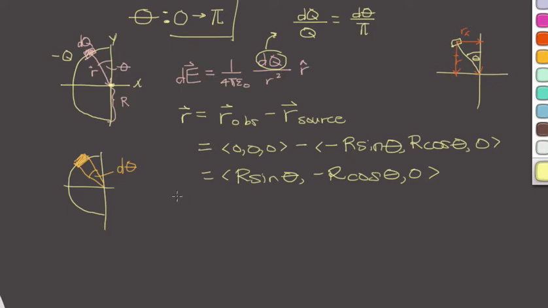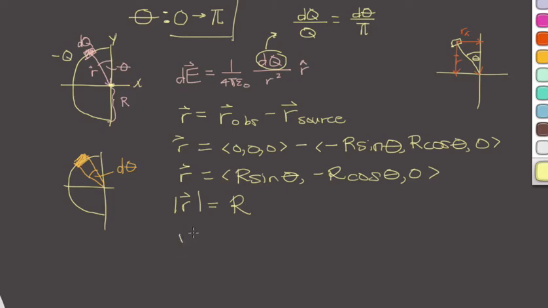Okay, so that's our r vector, and then the magnitude of our r vector is always going to be capital R, right? No matter where we are on this arc, the distance between dq and the origin is always capital R, so that's great.